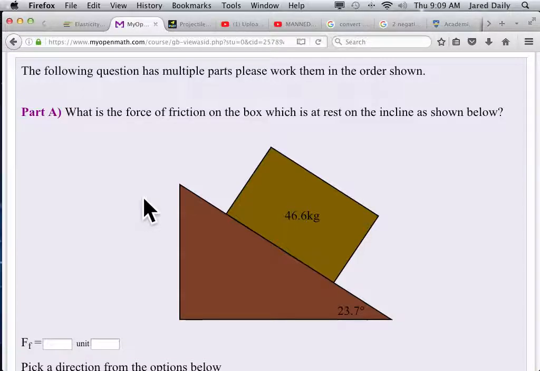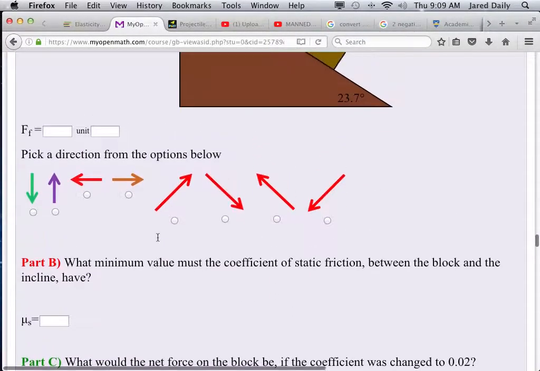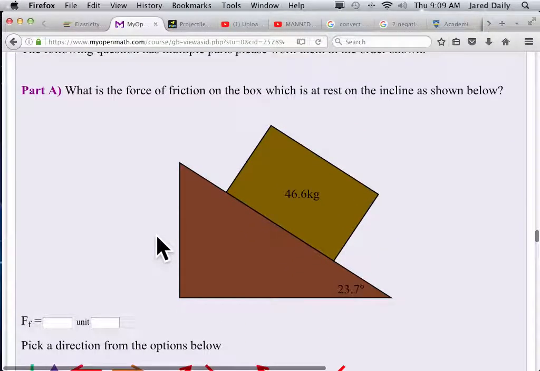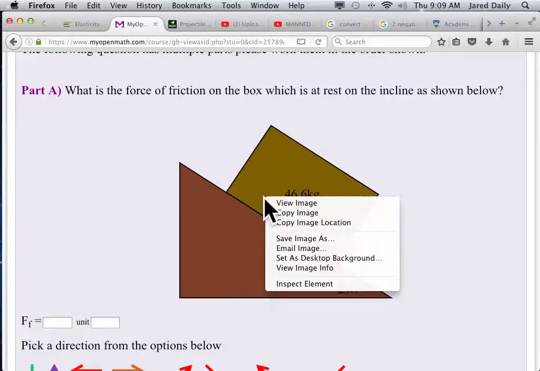And I'm going to do it in order because they always say that they want us to do it in order, even though I don't always do it in order. So we're going to do them in order. We're going to calculate everything in the order they want us to calculate it in so that we don't confuse anybody. So what is the force of friction on the box which is at rest on the incline shown below?